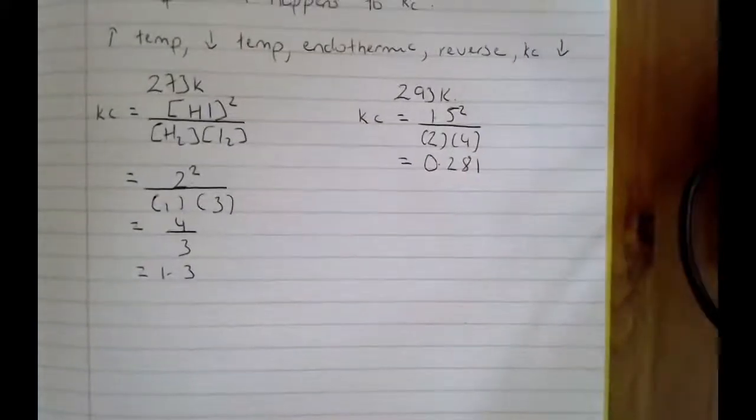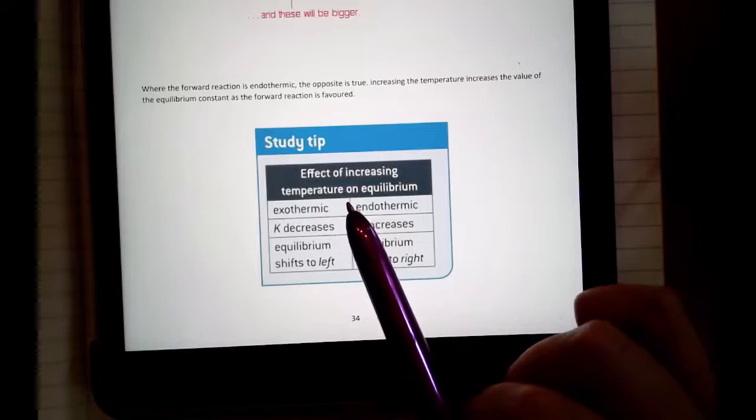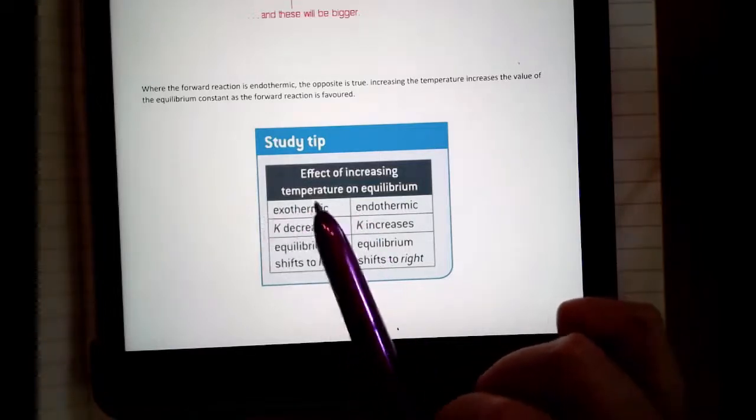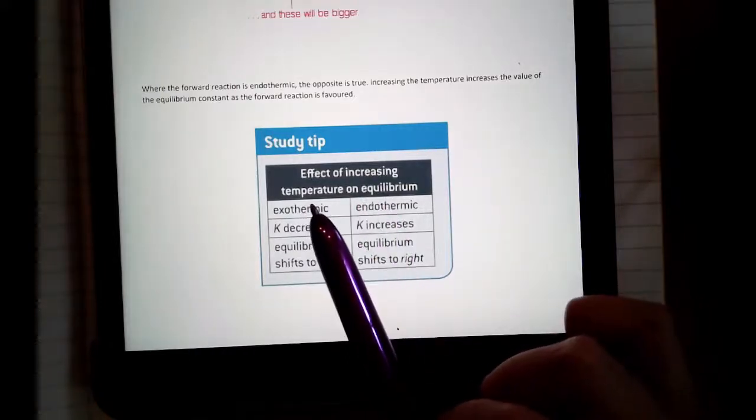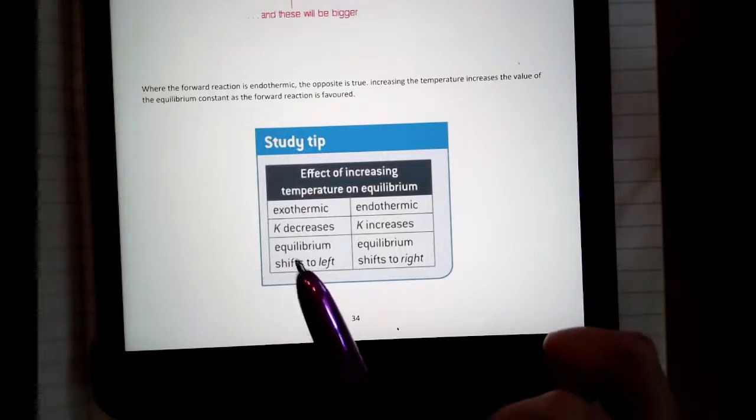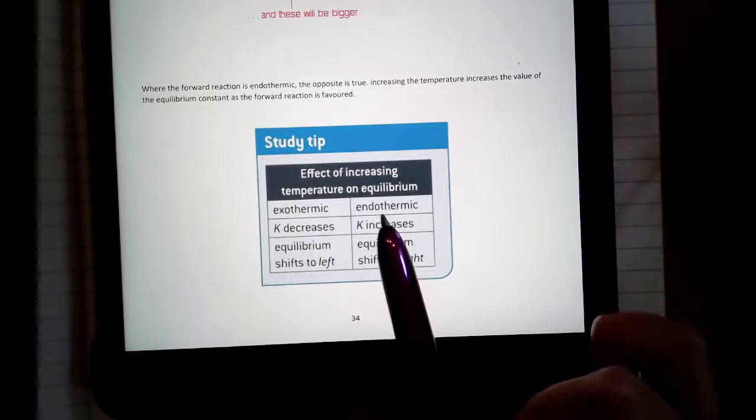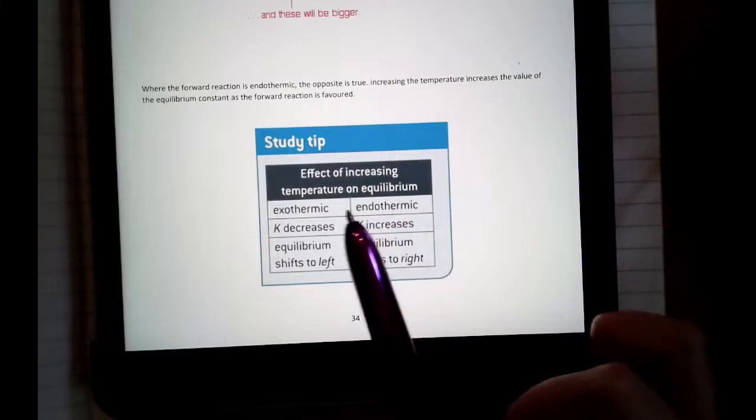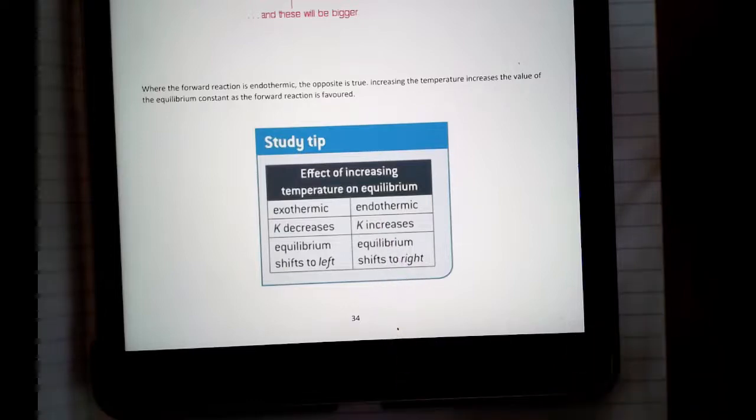And they have in the book a little study tip here that you can learn. We're talking about increasing the temperature. We said the forward reaction was exothermic in the example we just looked at, meaning the reverse was endothermic. When we increased the temperature, we saw that equilibrium did shift to the left because an increase in temperature favors the endothermic reaction, and that led K to decrease. If you had it the other way around, if your forward reaction was endothermic and you increase the temperature, it favors that forward endothermic reaction, which means equilibrium goes to the right, and your K is going to increase.